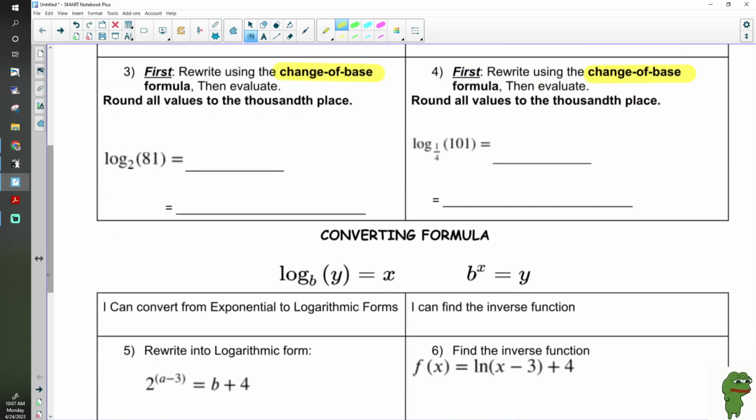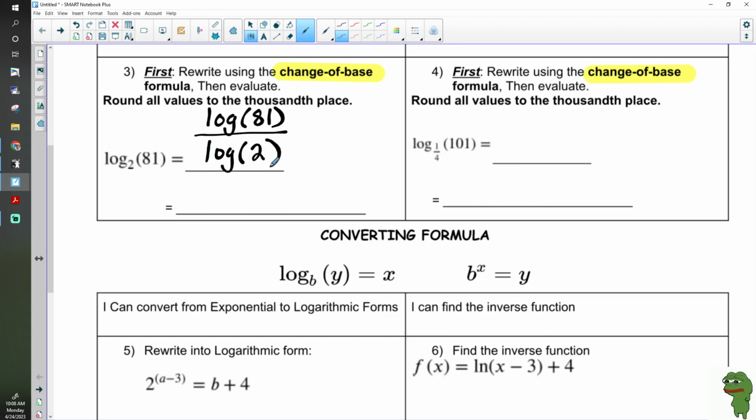So the change of base is just a simple little way to rewrite a logarithm so we can use the log button on our calculator. You are always going to take the log of the inside and then divide it by the log of what your base is. 2. So we're going to rewrite it as division. Log of 81 divided by log of 2.